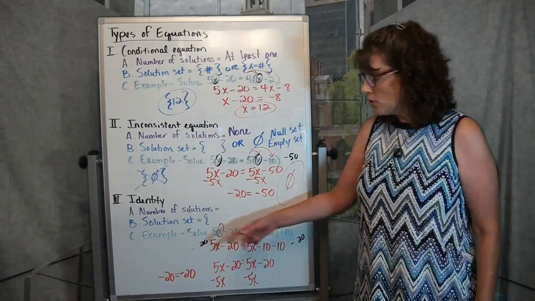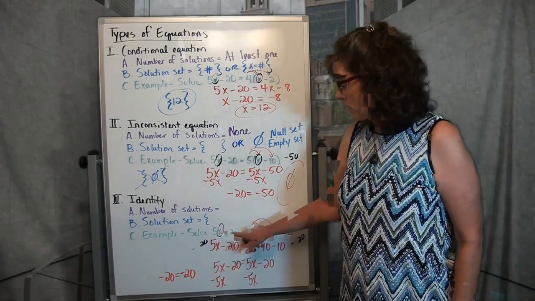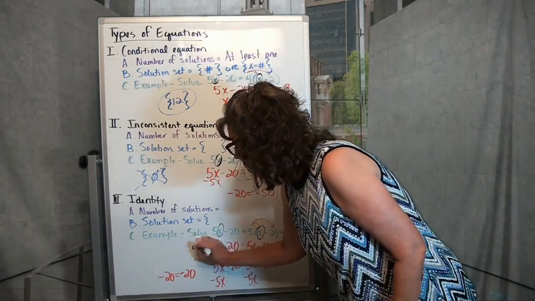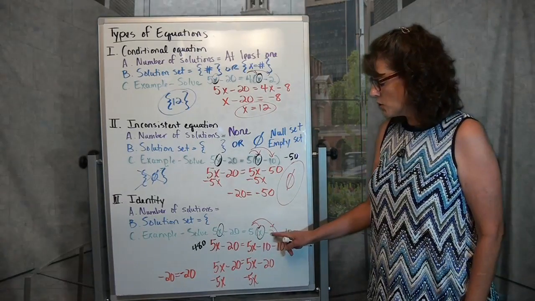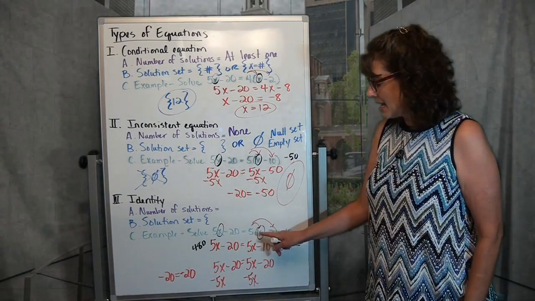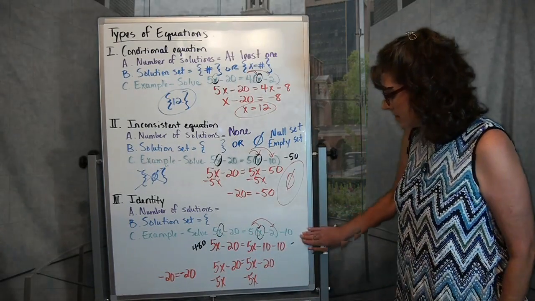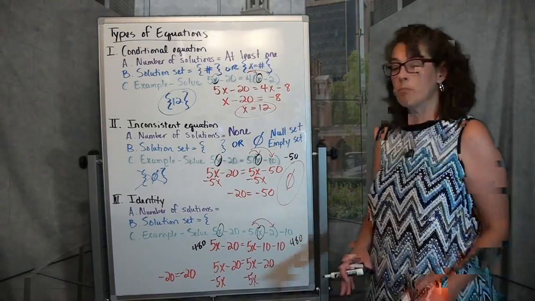What if I put 100 in there? Positive 100. 5 times 100 is 500. 500 minus 20 is going to be a positive 480. Put that 100 in here. 100 minus 2 is a 98. 98 times 5 is going to be a 490. And 490 minus 10 is going to be another 480. I got the same thing on both sides.